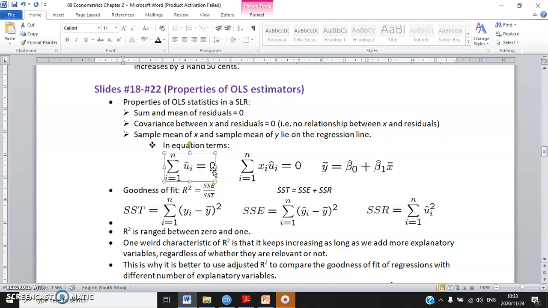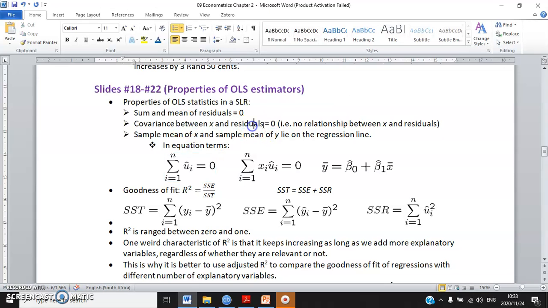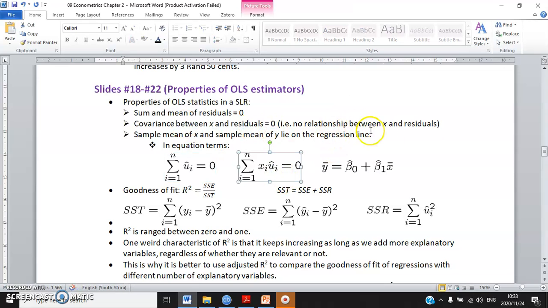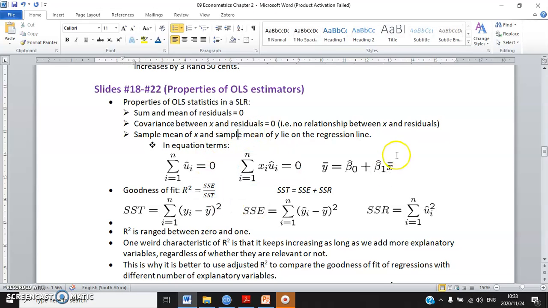Okay, it makes sense. Remember, we want the residuals to have a random distribution, sometimes negative, sometimes positive, so that the sum and the average will be 0. Covariance between x and residual is 0, no relationship between x and residuals. It is just like what happened in the population regression function. Ideally, we want no relationship between x and u, the disturbance terms or error terms.